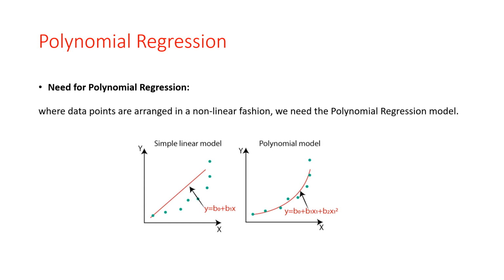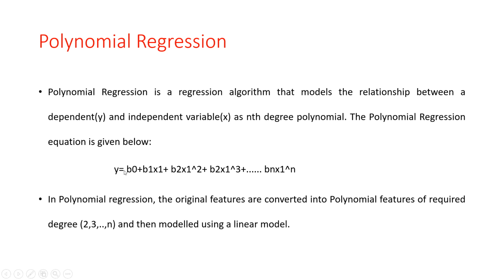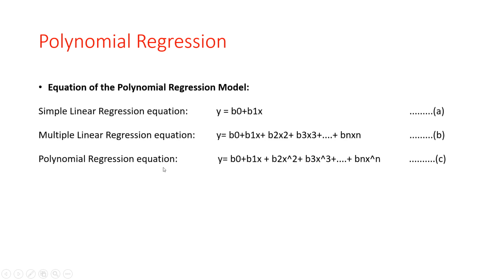The polynomial regression algorithm is also called polynomial linear regression, because it does not depend on the variables. Instead it depends on the coefficients, which are arranged in a linear fashion. What are the coefficients here? In this equation, b0, b1, b2, b3 up to bn. So these coefficients are used in a linear fashion. The next is the equation of polynomial regression.